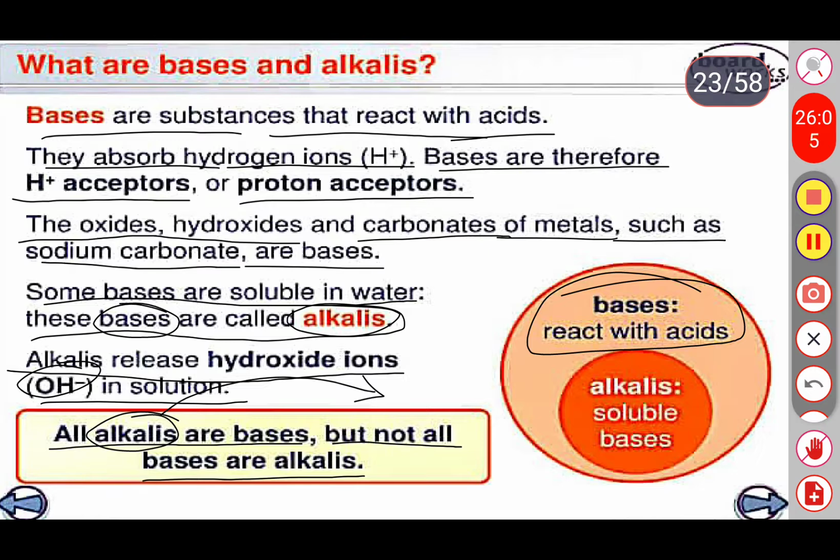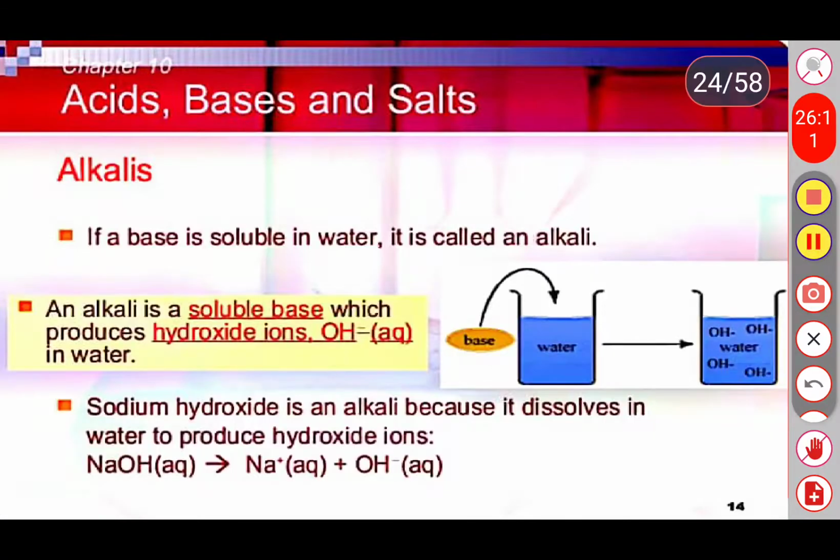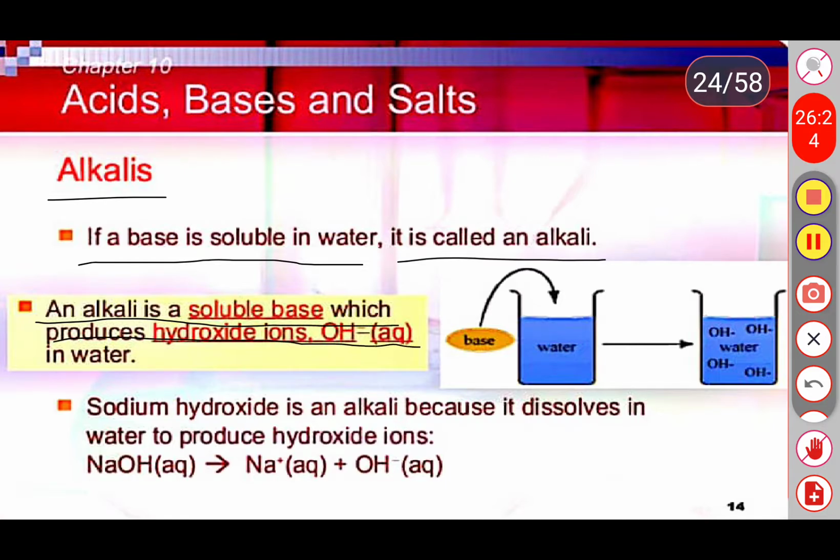Next one, alkalis. If a base is soluble in water, it's called an alkali. An alkali is a soluble base which produces the hydroxide ion in aqueous solution. Sodium hydroxide is an alkali because it dissolves in water. When it dissolves in water, it produces the hydroxide ion. For example, sodium hydroxide, NaOH, is completely soluble in water and it releases sodium and hydroxide ions. So these types of compounds are considered alkalis.